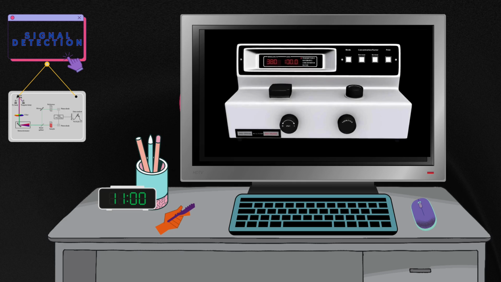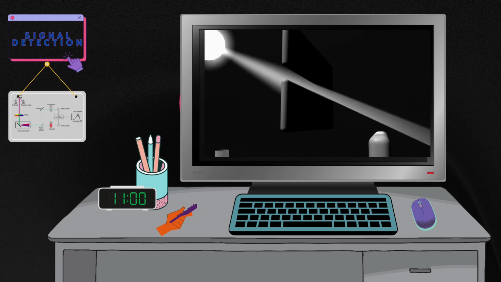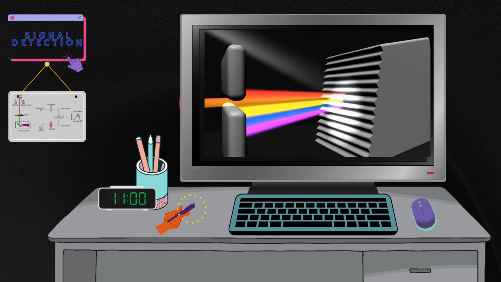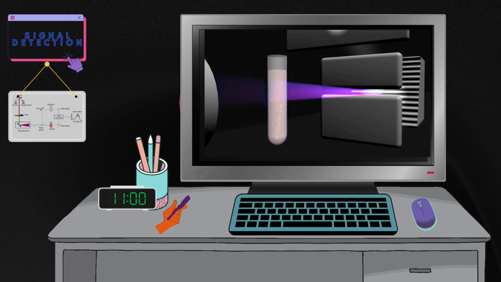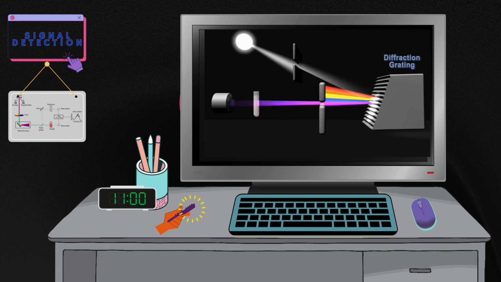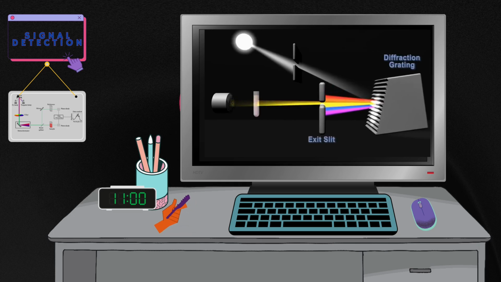So this is how a UV spectrophotometer works. A lamp provides a source of light, which could be a tungsten halogen lamp or a UV light, and the beam of light strikes the diffraction grating, which works like a prism and separates the light into its component wavelengths. The grating will rotate, so only a specific wavelength of light reaches the exit slit.